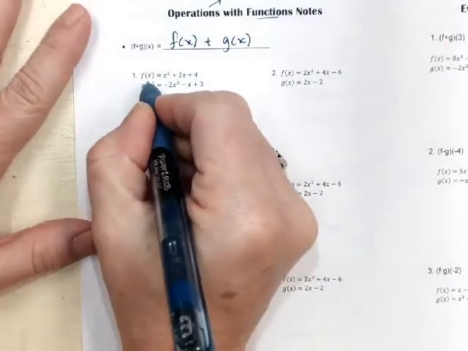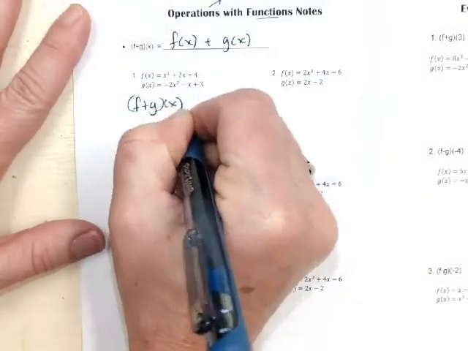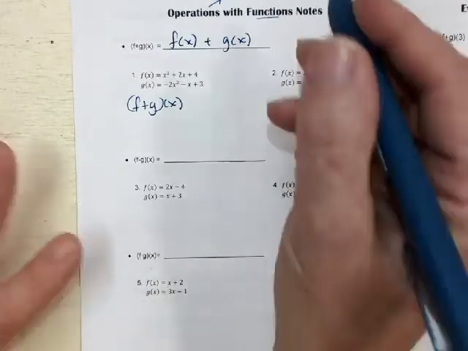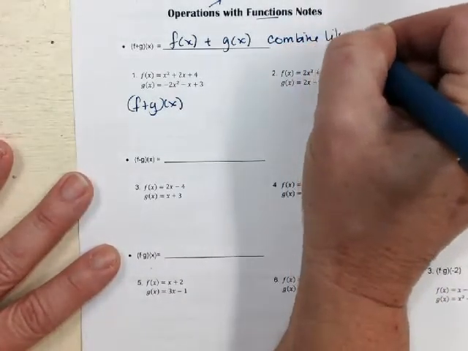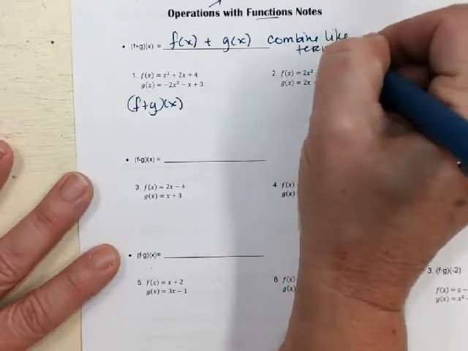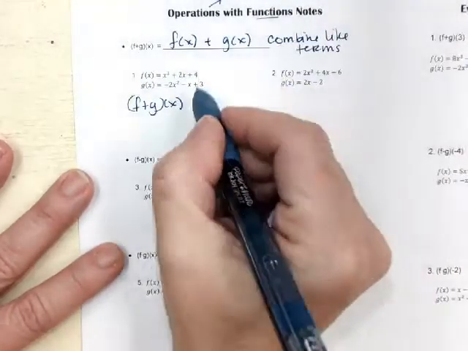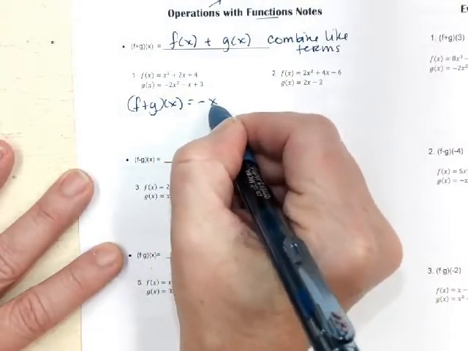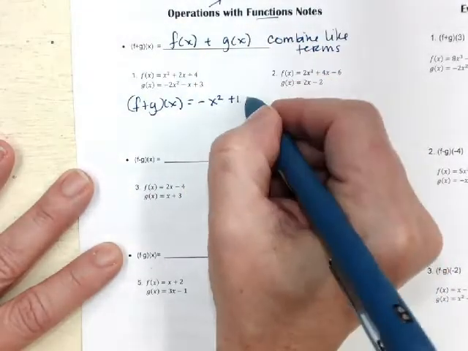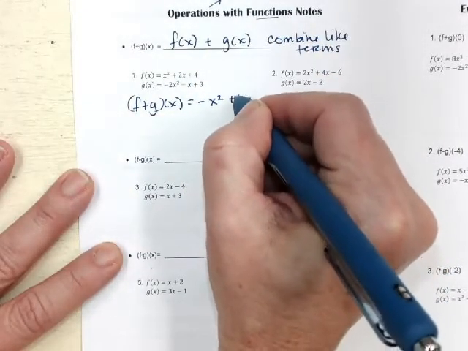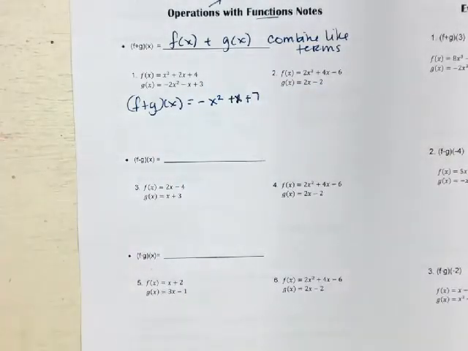So if I'm going to add these two together, f plus g of x, then you just combine like terms. That's all we've got to do. So I've got x squared minus 2x squared gives me a negative 1x squared. 2x minus x gives me a positive 1x. And 4 plus 3 gives me a positive 7. And that's your answer. That's it.